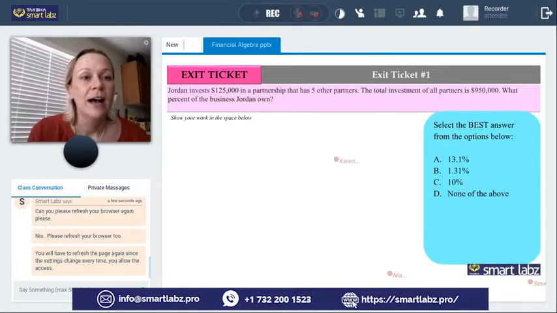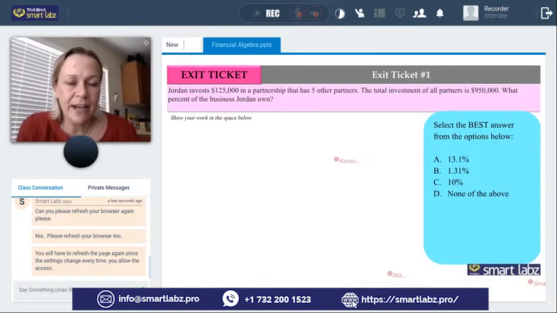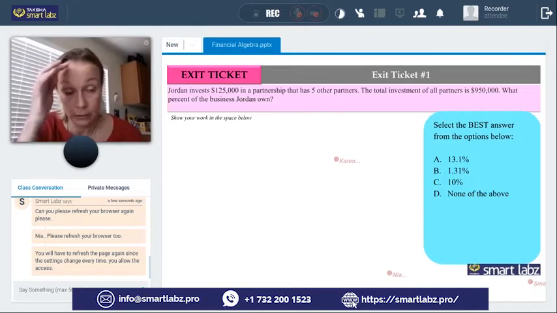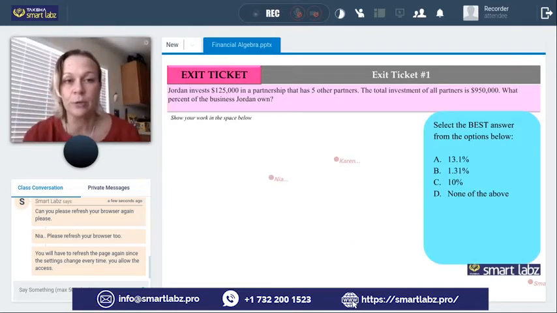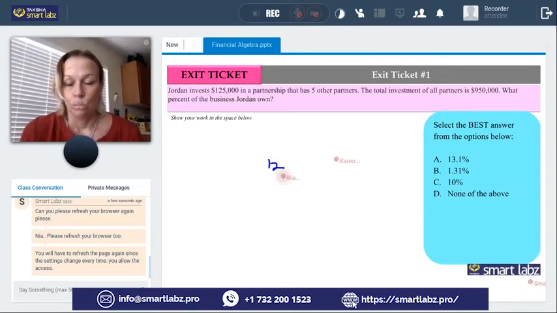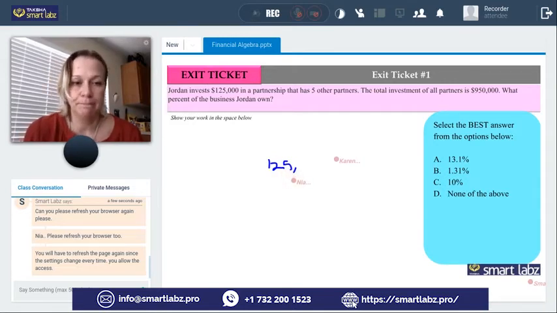Okay, here we go. Let me read it to you. Jordan invests $125,000 in a partnership that has 5 other partners. The total investment of all partners is $950,000. What percent of the business does Jordan own? Okay, so Jordan, $125,000, $950,000. All you have to do is write the, yeah, thank you.